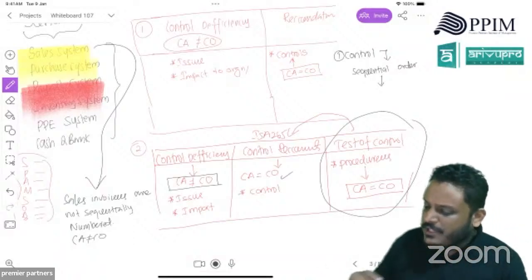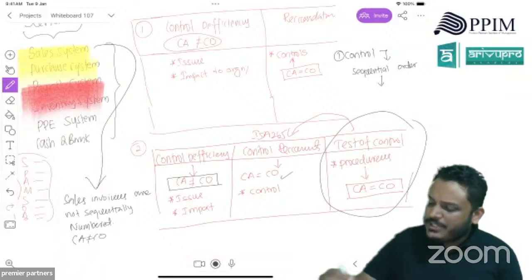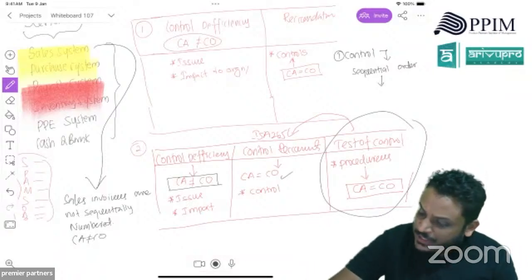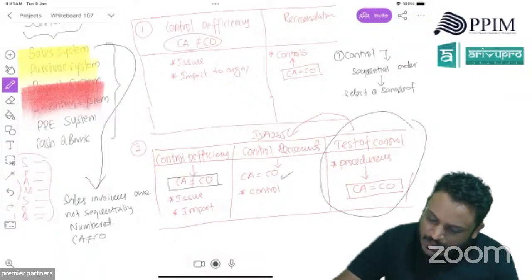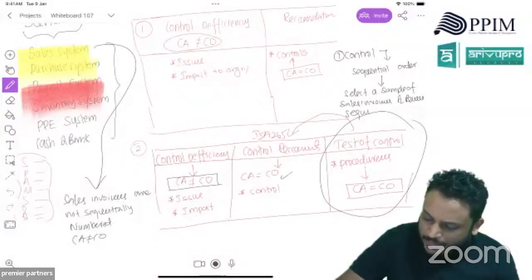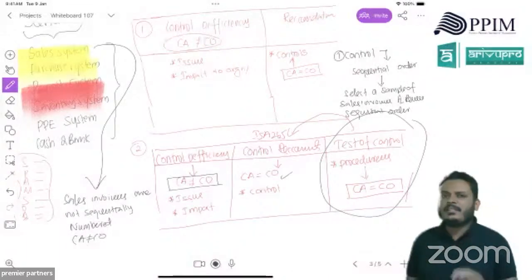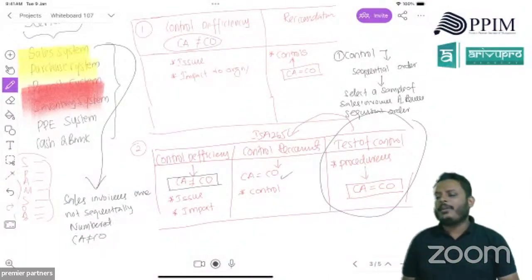Now I am writing a procedure for the sequential order. What is the procedure? Simple. First one, for this control, select a sample of sales invoices and review the sequential order. I am selecting a sample of sales invoices and seeing whether they are sequentially prepared or not.